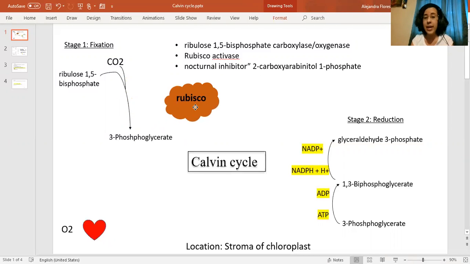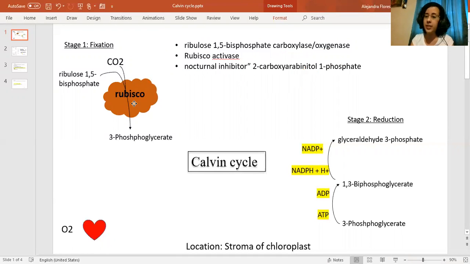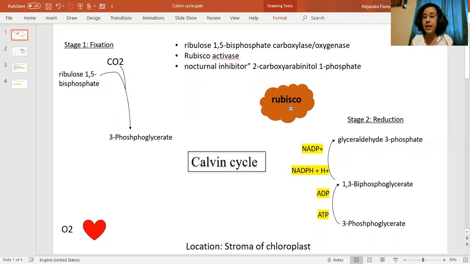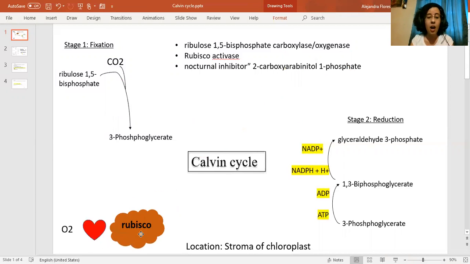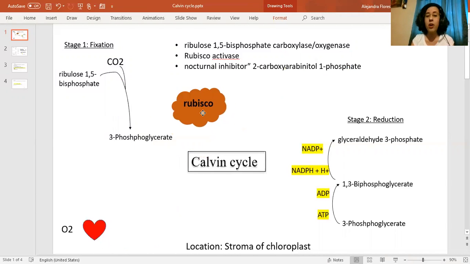Rubisco means ribulose 1,5 biphosphate carboxylase oxygenase. Carboxylase makes sense because we're fixating CO2, but what does oxygenase mean for this? So Rubisco not only fixates CO2, it's also able to fixate a molecule of oxygen in a process called photorespiration that I'll talk about in a different video. Okay, so let's keep going with Rubisco.